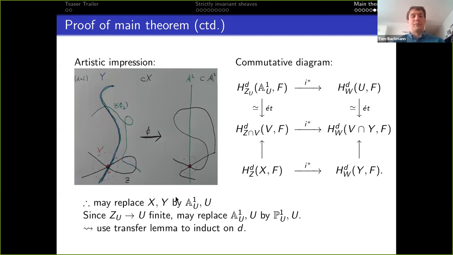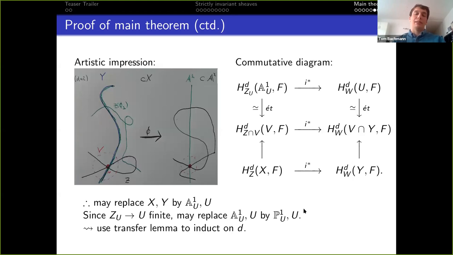And so what this tells me is that I can replace x and y by u and A1 over u, right? So the whole proof basically goes by making more and more simplifications to the situation until we get something which we can understand. And then we use this other part of Gabber's lemma, which says that Z to u was finite, which means that if I replace, say, A1 over u by P1 over u, the Z remains closed in there, right? So it's projective over u, so it will remain closed in anything over u. So I can in particular replace it by P1 over u.